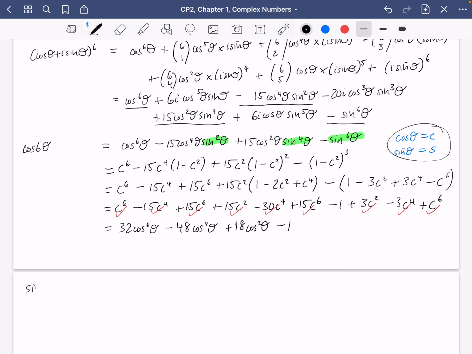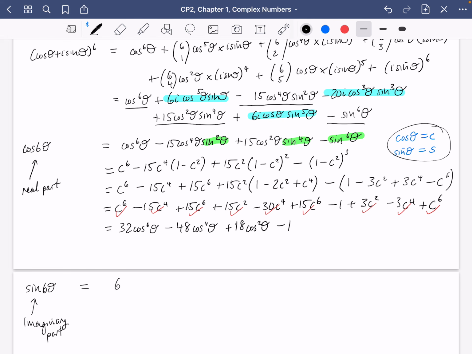So now I'm going to say that sine of 6 theta is just going to be the imaginary part of this thing that we wrote at the top here. So sine of 6 theta is going to be the imaginary part. Cos of 6 theta was the real part. So sine of 6 theta is going to be these other bits that I'm going to grab from here, which is this, this, and this.